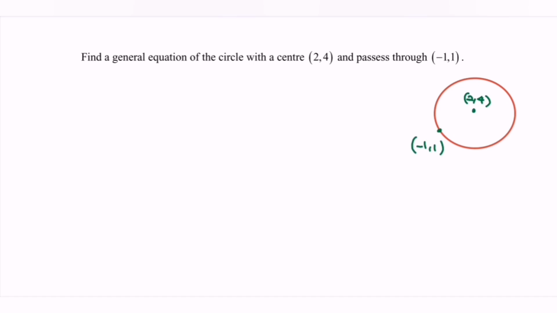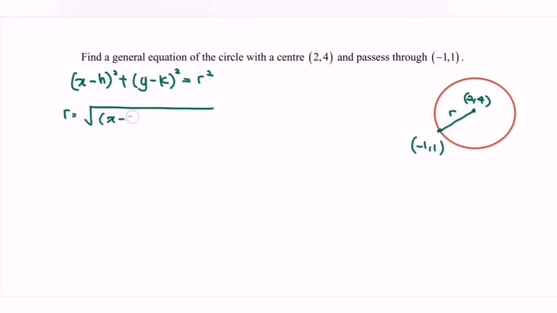So kindly refer to the situation where we have (x - h)² + (y - k)² = r². So all we have to do is to find the center and the radius. Kindly refer to the diagram. Here we have the radius. So kindly refer to the formula for radius. So r is equal to the square root of (x - x₁)² + (y - y₁)². So kindly substitute the situation.